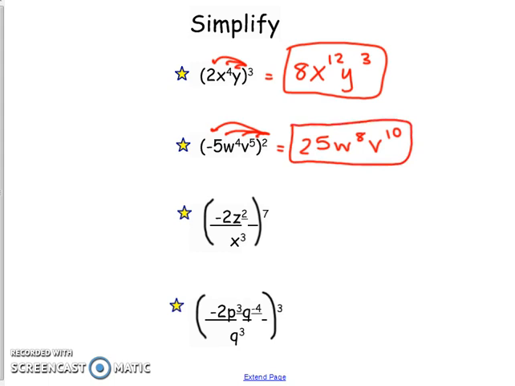Okay, so the next one, we're going to do negative 2 to the 7th. So that's going to be a negative 128. Z to the 14th over x to the 21st.